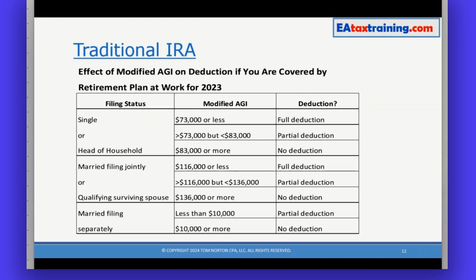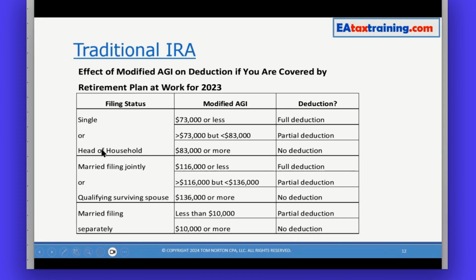So let's look at these limitations. This is for a traditional IRA. In this chart, we've got two charts. This first one is if you are covered by a retirement plan at work. So the next chart will be if you're not covered by a retirement plan at work. But here we're saying you are covered by a retirement plan at work. So are you allowed to also make deductible contributions to a traditional IRA? So it's going to depend.